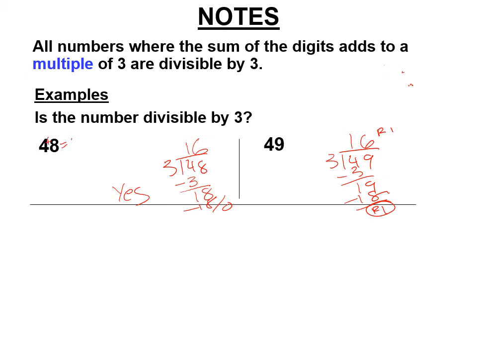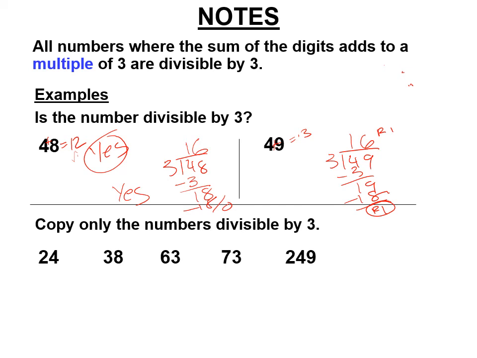4 plus 8 equals 12, and this is just a trick. Since 12 is divisible by 3, 3 times 4 is 12, so is 48. This always works. 49, 4 plus 9 is 13. 13 is not divisible by 3, and so 49 is not divisible by 3.